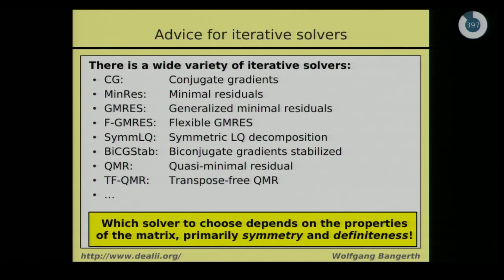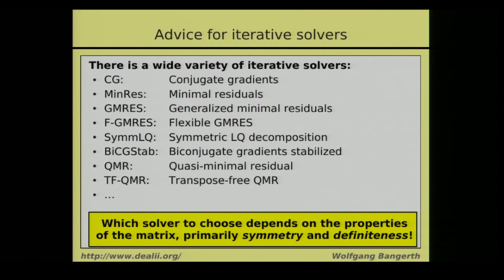Now, when you do want to use iterative solvers, here's a little bit of an overview of what to choose. There is, like I said, a large number of methods. For example, CG, MinRes, GMRes, FGMRes, SymmLQ, BiCG, SNAP, QMR, TFQMR. I could go on with this list for the entire day. There are many more methods than the ones that I list here. Which one to choose depends on the properties of the matrix, primarily if the matrix is symmetric or definite.